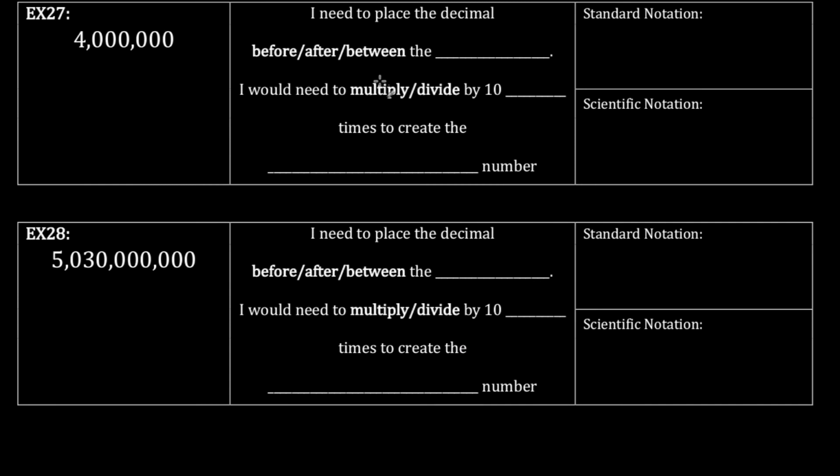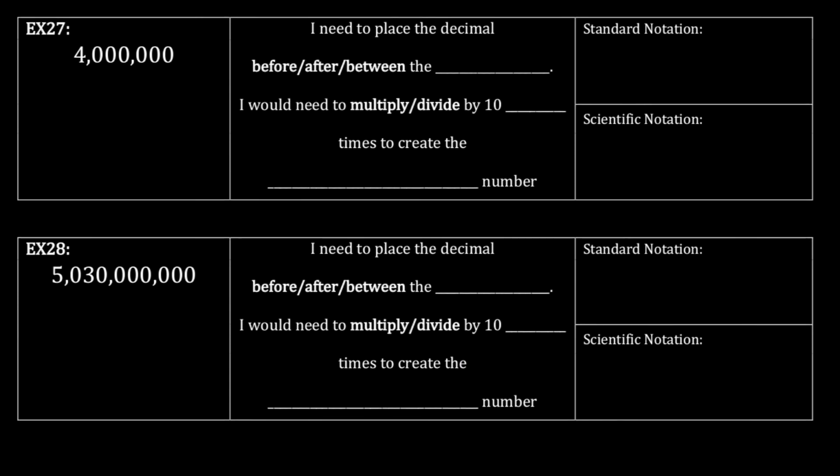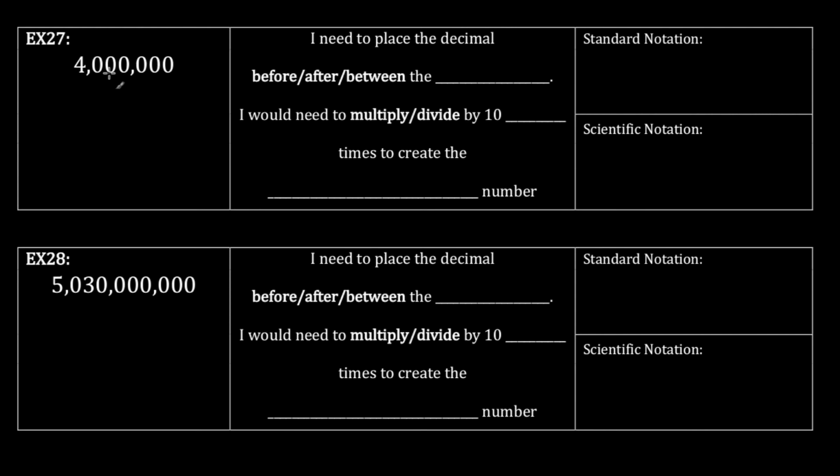Okay, last two. If I have 4 million, I would need to put the decimal right here, right after the 4, because if I put it further, it would be 40. If I put it before, it would be 0.4. I need it to be right there, times 10. Now, the decimal is currently here. If it was right here, I would need to multiply by 10 1, 2, 3, 4, 5, 6 times to get back to my original number.